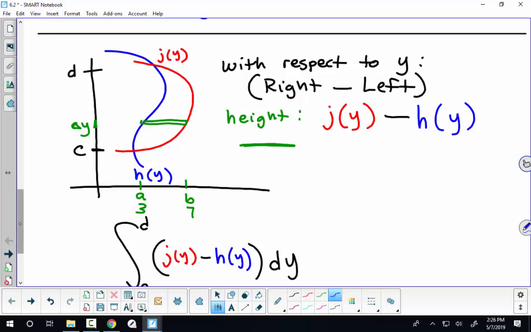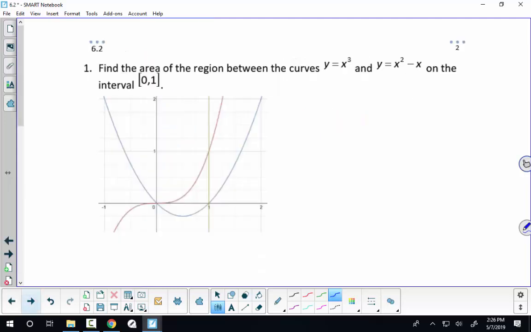So hopefully there is nothing mysterious or mystical. It's just, in the sense of x, we have the rectangles running like this. Just turn your head sideways, and we can do that with y. That's pretty much all it is. Okay, so let's look at some examples to see how that actually works.